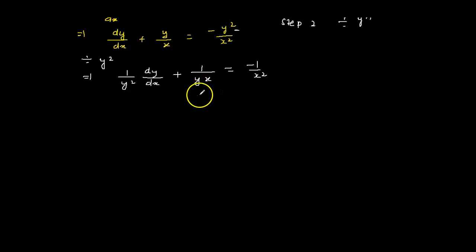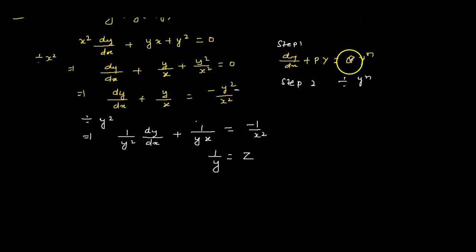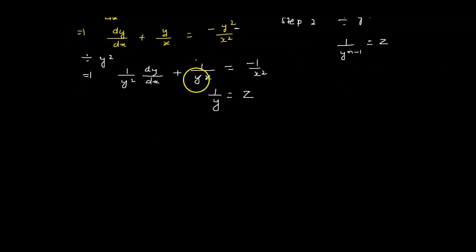Now we have to put 1 by y is equal to what? T or z, you can substitute anything here. Whatever you divide by, that is y power of n minus 1, you consider as z. So here 1 by y is z. You can think of it another way too. So 1 by y is equal to z.